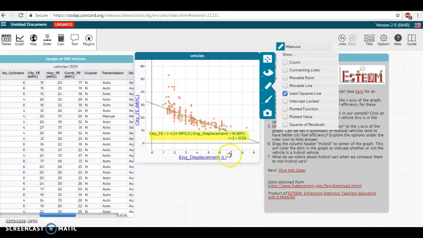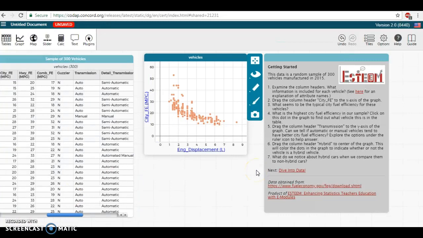Also down here it shows my y-intercept. So my equation would be y equals negative 3.24x plus 31. So here we have engine displacement, so that is my predictor variable. Over here I have my city miles per gallon, so that is my response variable.